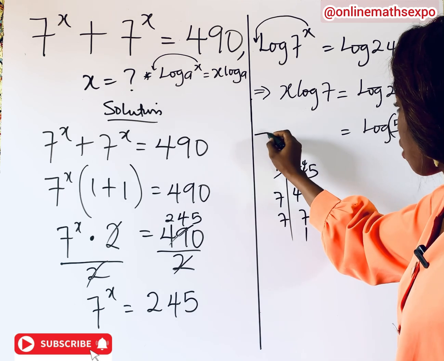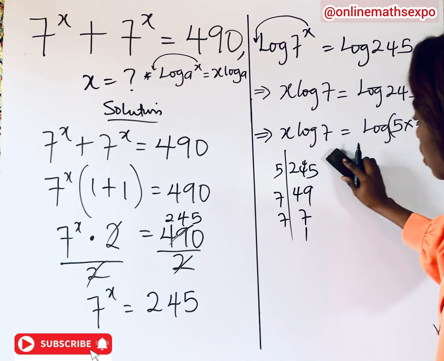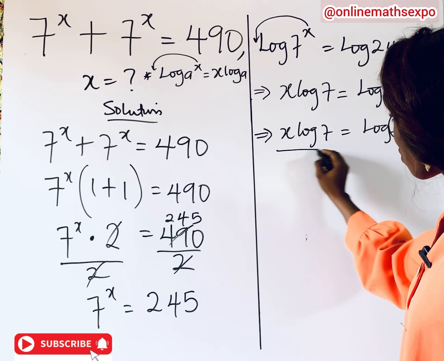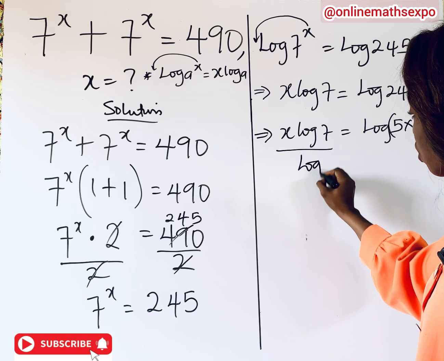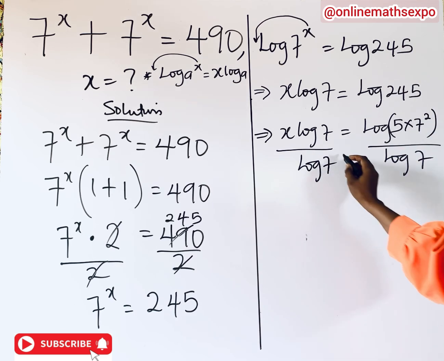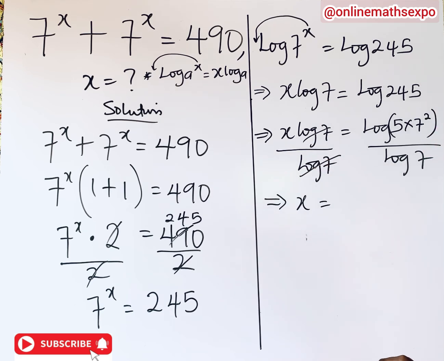So we now have x log 7. Now, what do you do at this point? Remember, your target is to get x. So you are going to divide by this log 7. You divide both sides by log 7. Did you see it? So this will cancel this, and you are left with x is equal to.